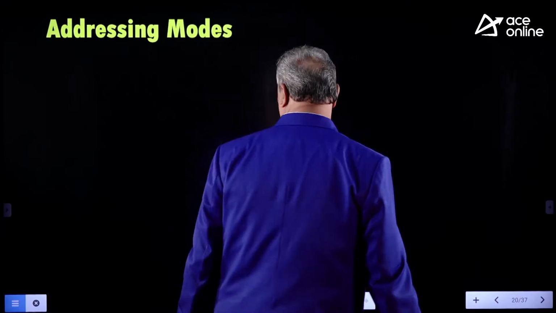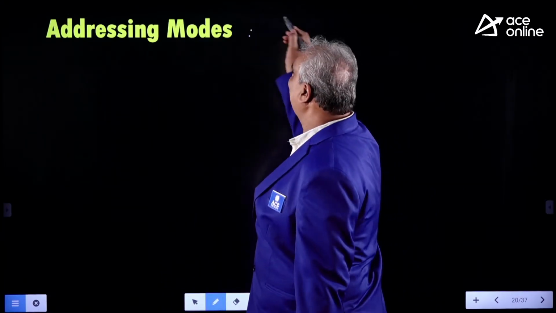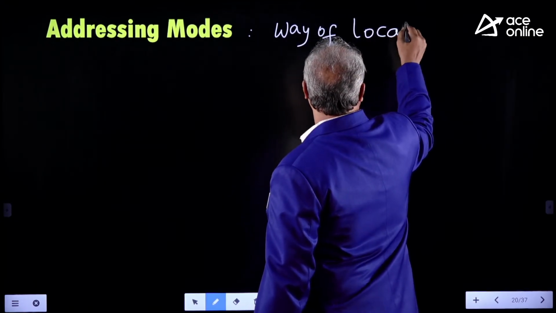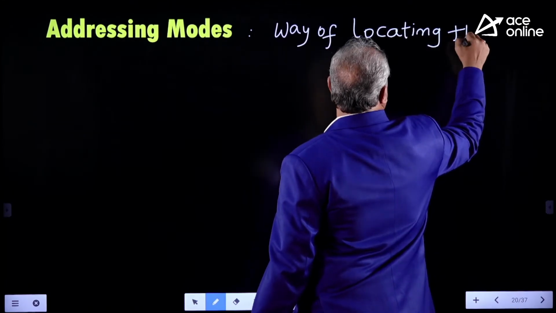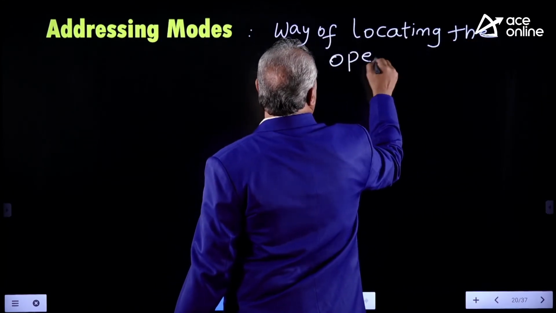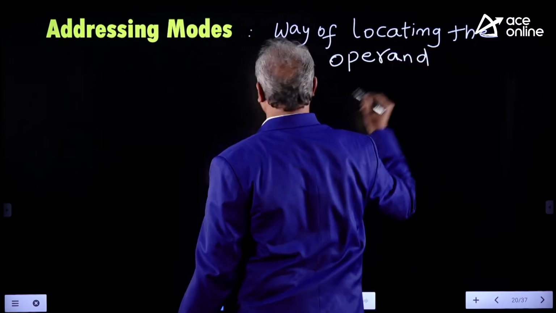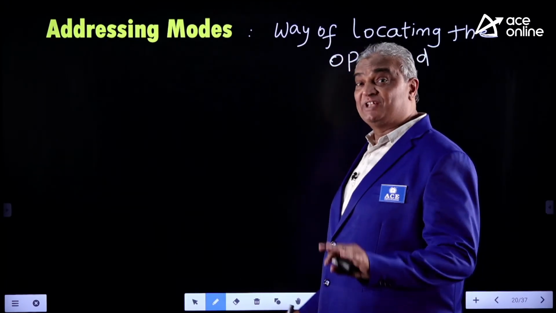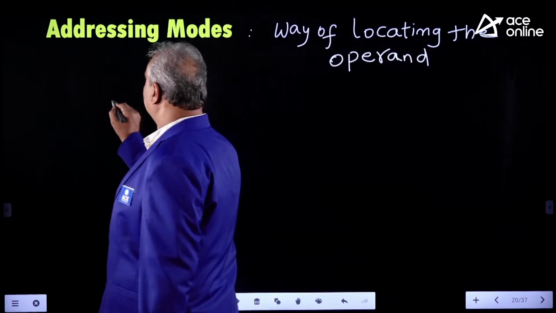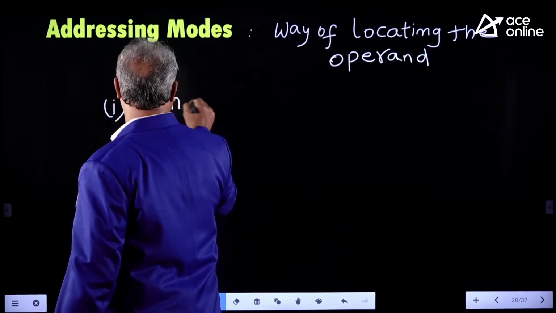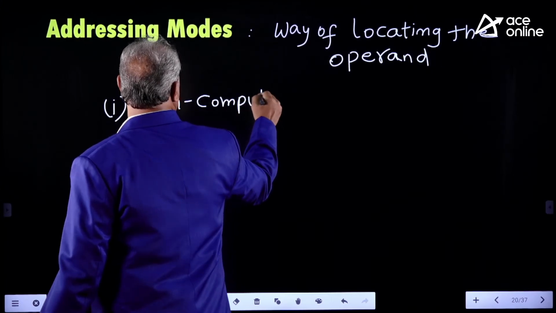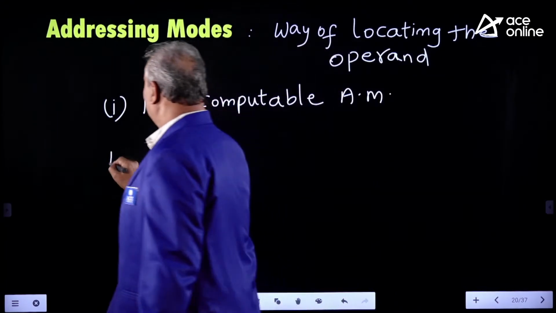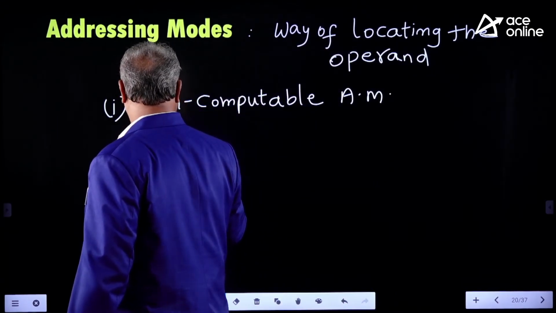Next, addressing mode. What is addressing mode? It is very, very, very important. Way of locating the operand, that is to know the address of the operand. Address of the operand is nothing but effective address. Addressing modes are basically divided in two ways. What is the first one? Non-computable addressing modes. AM means addressing mode. Next, computable addressing mode.